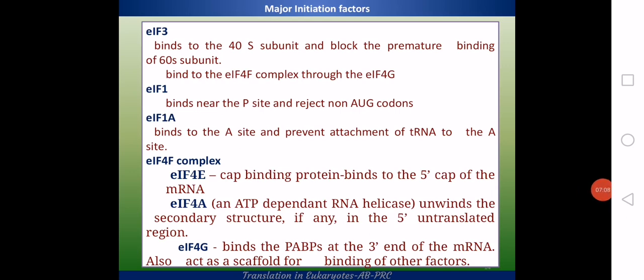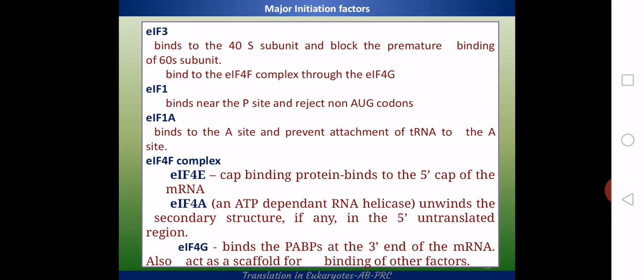Here we can see the major initiation factors with their corresponding function. EIF3 binds to the 40S subunit and blocks the premature binding of the 60S subunit, just like IF3 does in prokaryotes. Then EIF1 and 1A are responsible for specific binding and prevent binding of tRNAs and other factors to the A site of the ribosome, which protects the A site during the initiation phase.